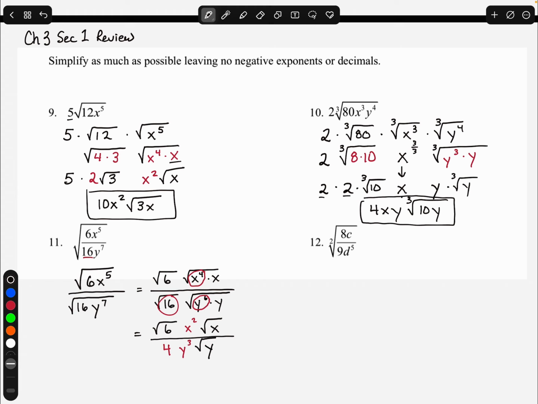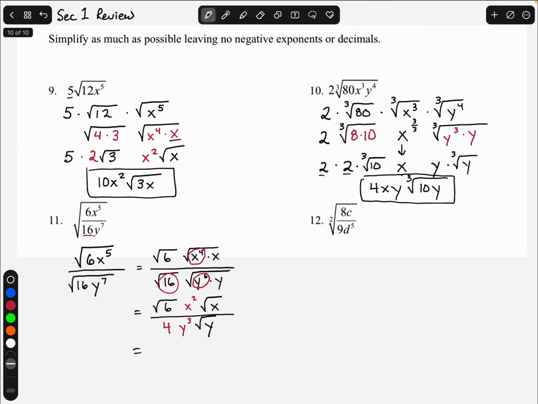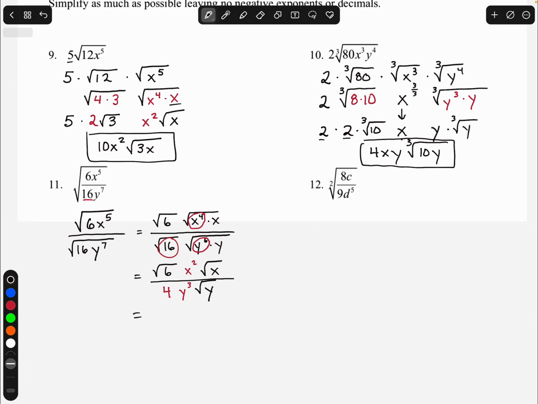Okay, so it doesn't matter how you show your work or which way you want to do it from this point forward, it's up to you. But right now on the top I have x squared and I have a square root of 6x. On the bottom I have my 4y to the third, and then I have the square root of y. It is not simplified yet because of the square root of y, right? We can't have a square root on the bottom. So this is where we need to rationalize our denominator. We're going to multiply by the square root of y, and then do the same thing on the top, just to make sure we keep it proportional.